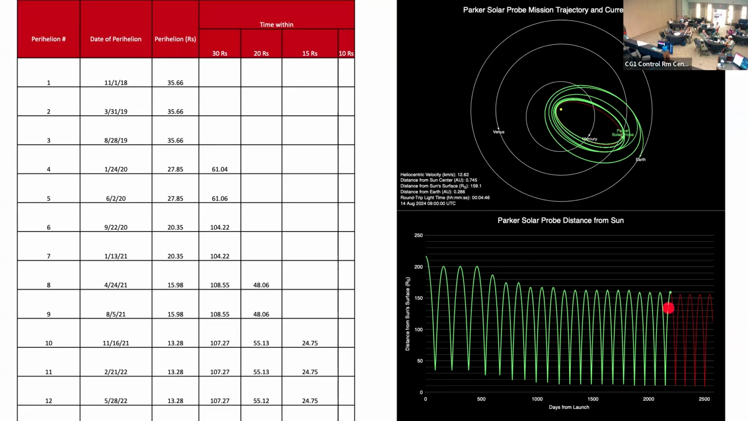So this is where Parker is today. It's at aphelion, essentially, and it's getting ready to do its last passage at 11 solar radii in about a month and a half. And then in December, Christmas Eve, we're going to have our first perihelion at 9.8 solar radii. So we're well deep into the mission now.